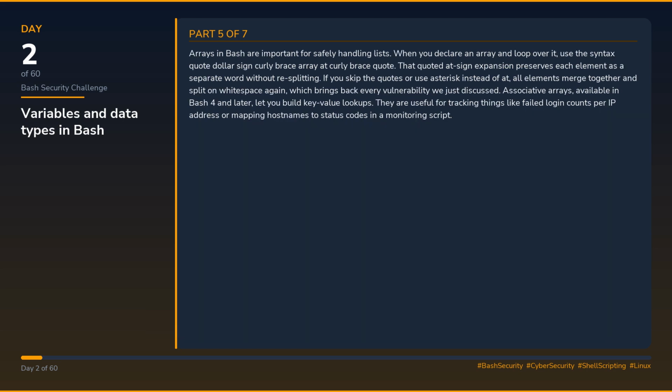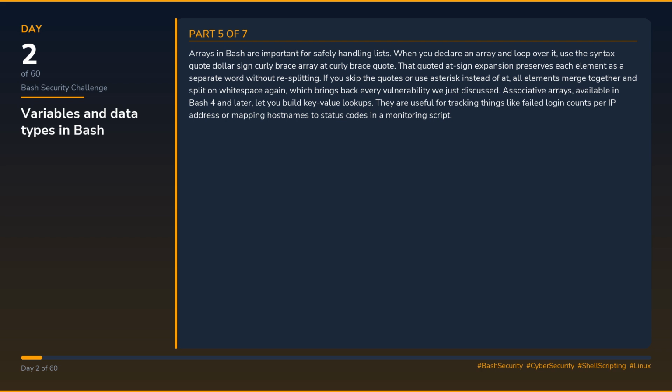Arrays in Bash are important for safely handling lists. When you declare an array and loop over it, use the syntax "${array[@]}" in quotes. That quoted @ expansion preserves each element as a separate word without re-splitting. If you skip the quotes or use asterisk instead of @, all elements merge together and split on white space again, which brings back every vulnerability we just discussed.